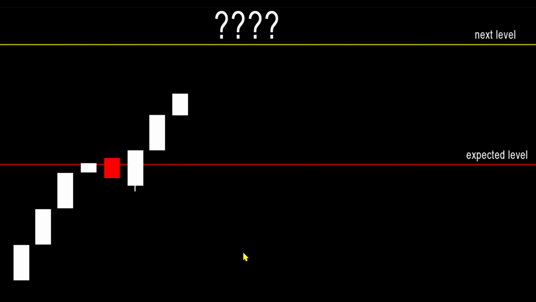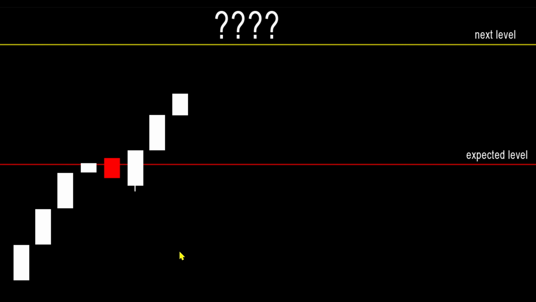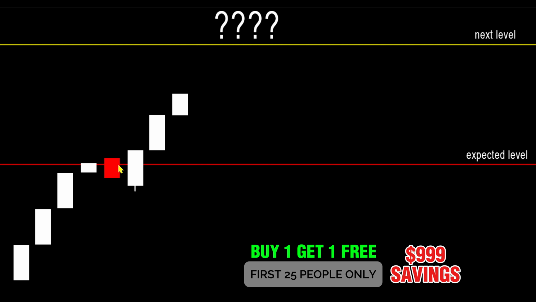The first thing you have to remember is if and when the market ever goes against you, it's either a fake out or it's going to the next support and resistance level. Now, if you don't already know, I teach my students that when the market is at resistance, you should be trading the market down only. Just like when the market is at support, you should be looking to trade the market up. Meaning if the market is going up to a level, that's resistance, so you should be looking for it to turn around and go back down.